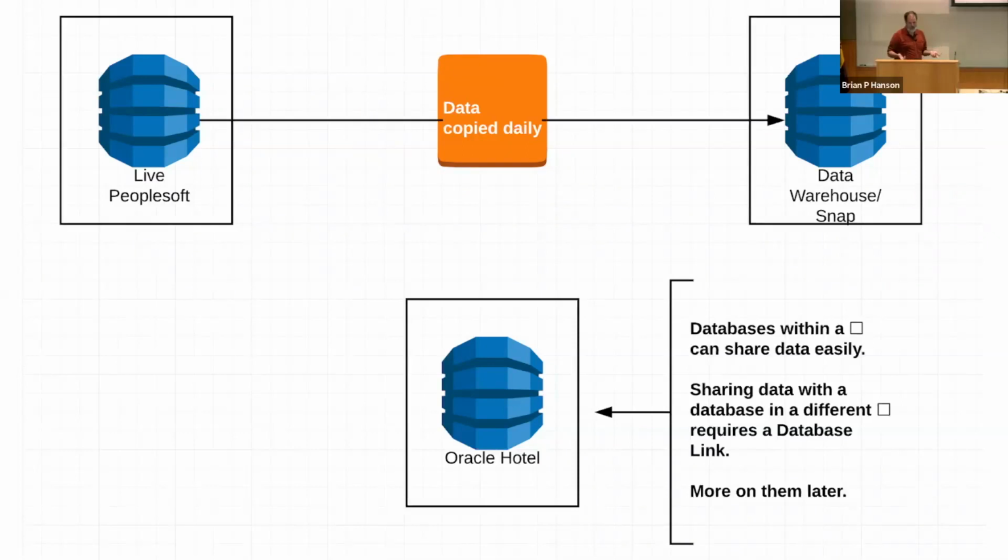And I put boxes around these to indicate something that's going to be important later on, which is that if you've got a bunch of databases within a box, then those databases can talk to each other fairly easily. If you've got databases across two boxes, that's when I start talking about external data. Having those two databases talk to one another and share data requires a database link and some other technical solutions that we're going to be talking about today.